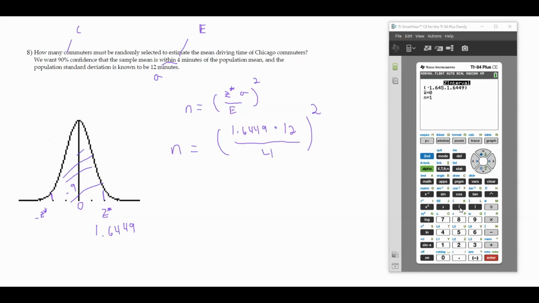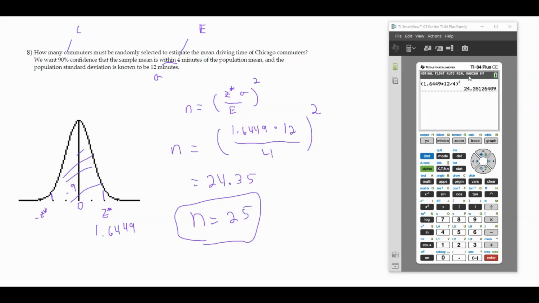So then I come in here and I'm going to literally type what I see here. Because of the nature of multiplication division, I can do this times 12 divide by 4 and then squared. So I get 24.35. And normally you would say, oh, if I round to a whole number, that would be 24, right? But when you do these sample size problems, always round to the next highest integer, which is n equals 25.